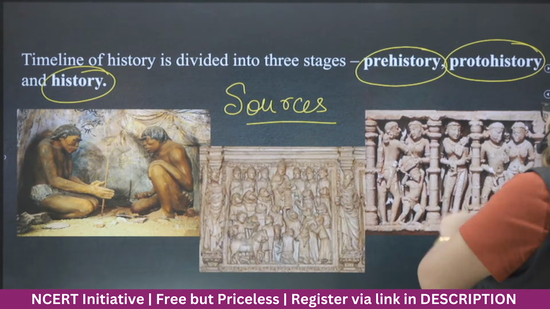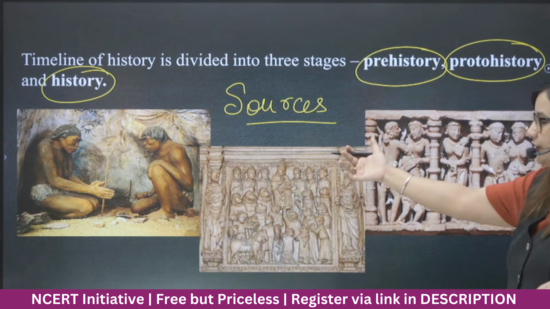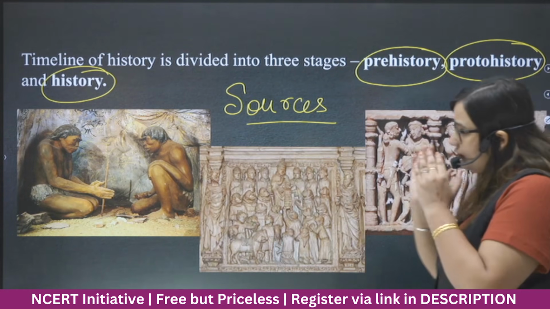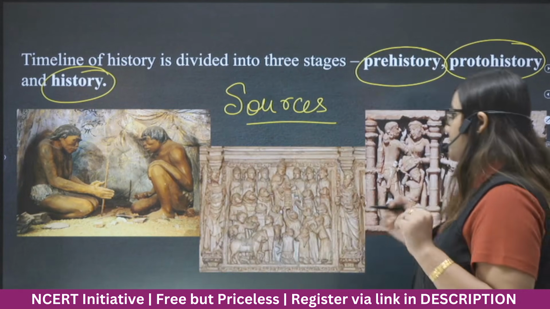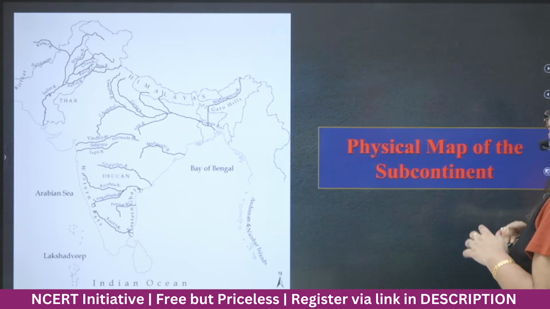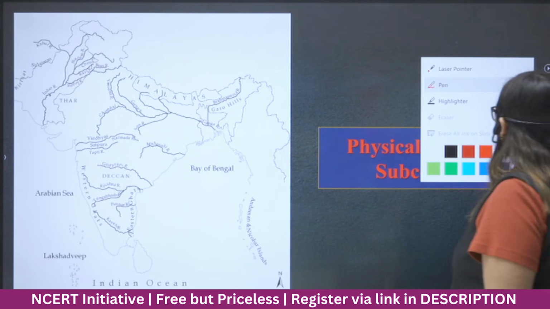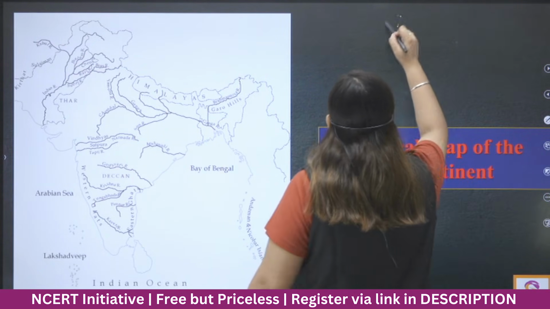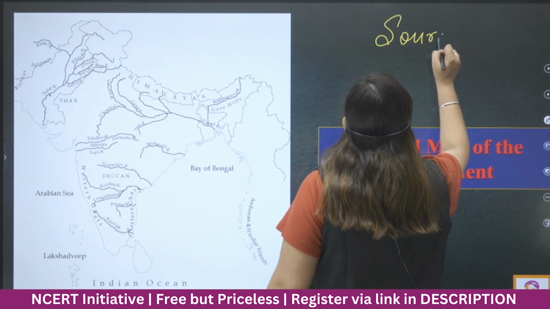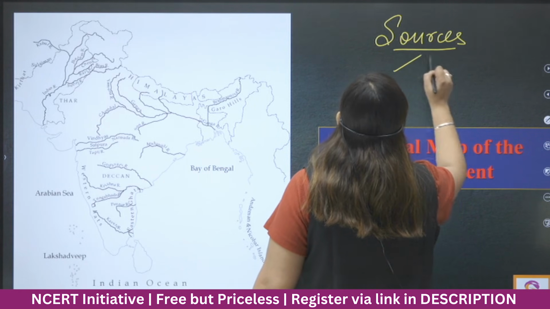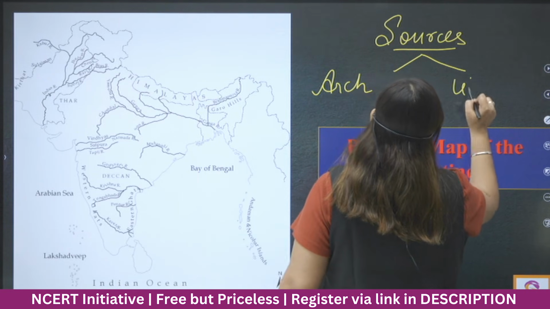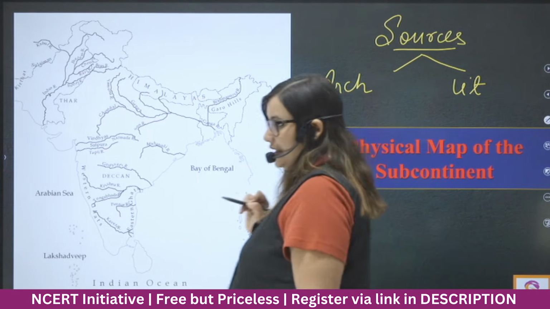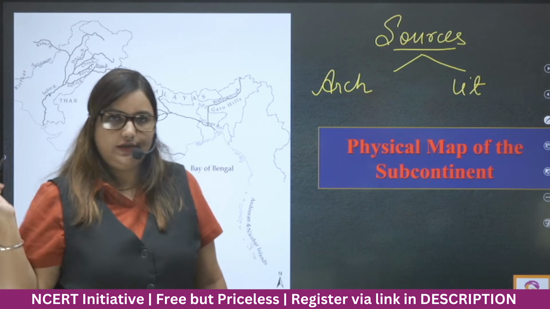Fine. So sources. As I told you, we can have archaeological evidences and we can also have literary records. Fine. So in short, what I can write is that we can have archaeological sources and literary sources. Okay, let's make a flow chart.